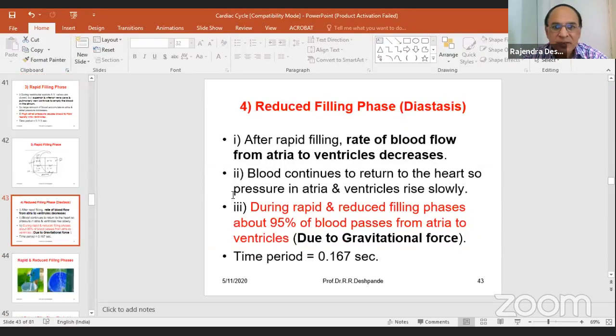Okay. Next. After rapid filling, when the first flow comes, there is a reduced flow of the blood. So it is called the reduced filling phase. Another scientific name: diastasis. Blood continues to return to the heart, so pressure in the atria and ventricles rises slowly. During the rapid and reduced filling phases, previous and this phase, 95% of the blood passes from atria to the ventricles only because of gravitational force. Write down this word. Filling is because of gravity, gurutvakarshana, from high pressure to low pressure. It is not ejection, it is filling. The word is very important.